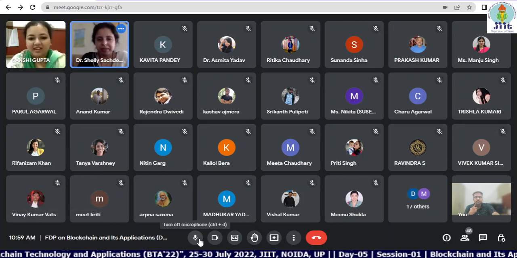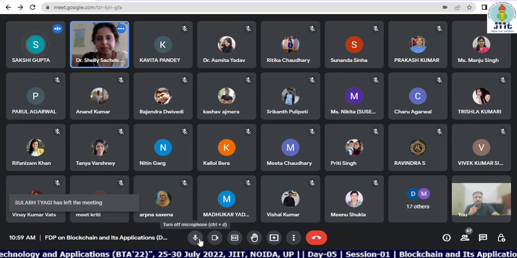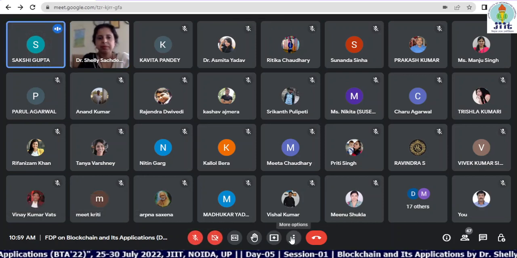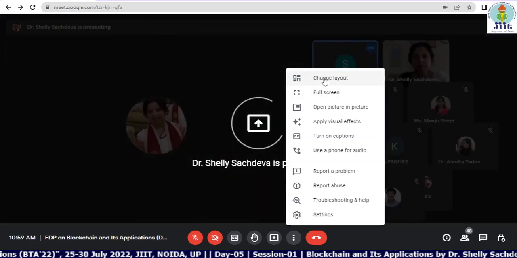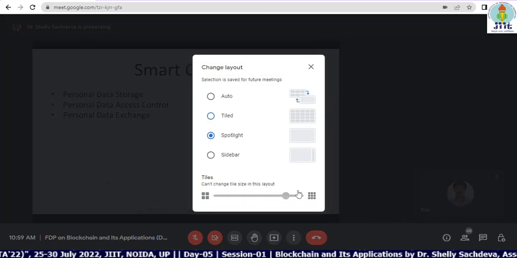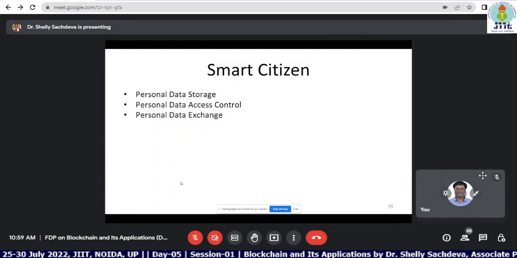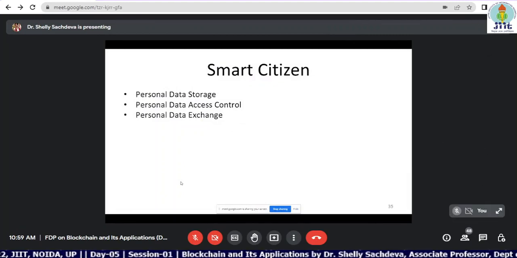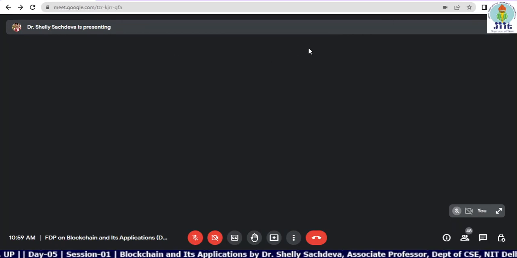Okay, fine. I'll move on. So I went on to the smart citizen. The smart citizen has the personal data storage, the personal data access control, and the personal data exchange, where we are moving on from simple citizen towards the smart citizen.